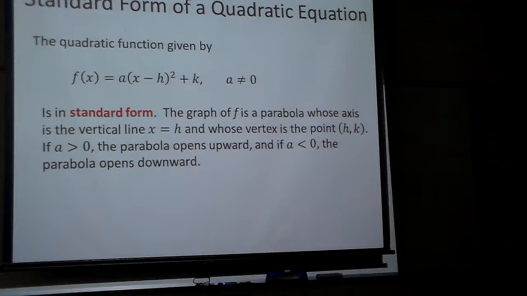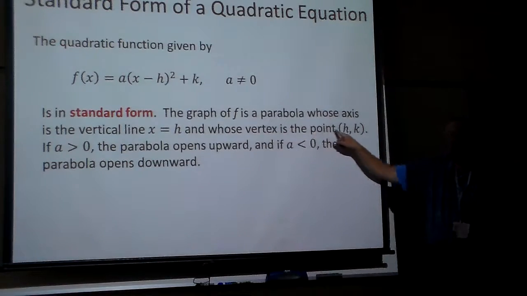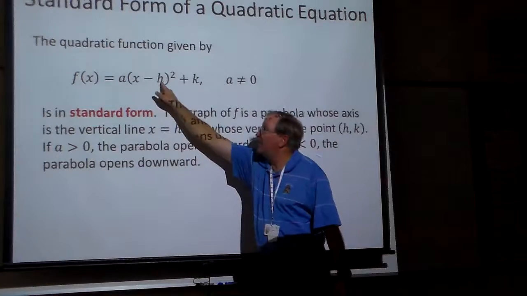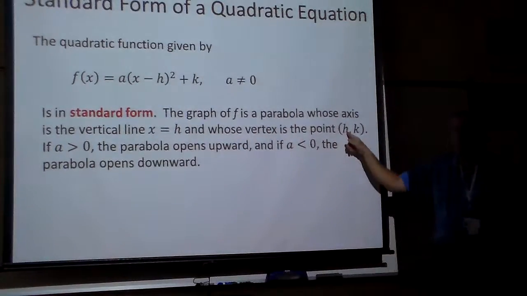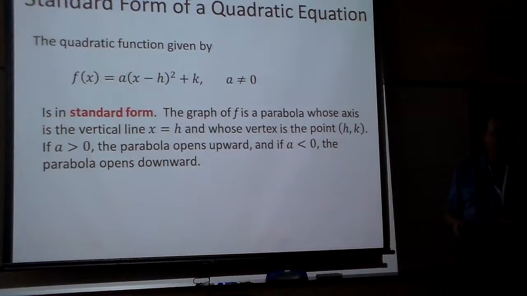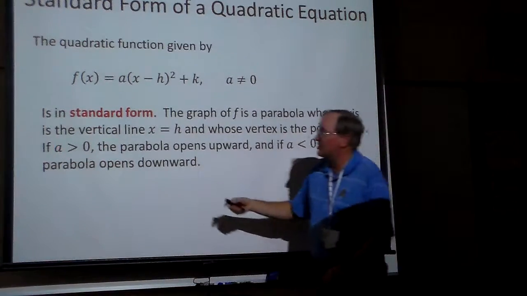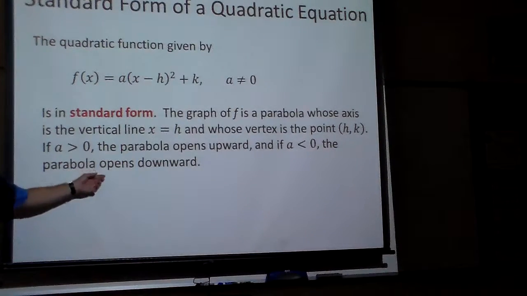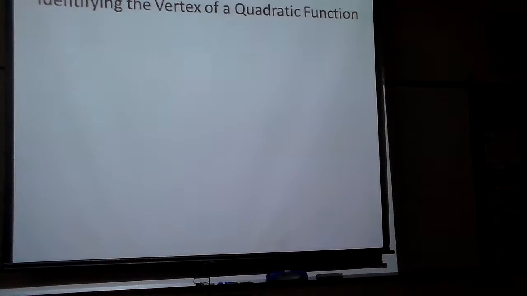So here's the standard point. This is what I just said. The vertex is the point (H, K). But notice, the negative H is the positive H. It's the inside layer. Remember, in parentheses, they are horizontal layers. And what I said earlier: if A is greater than 0, it's going to go up, and if it's less than 0, it's going to go down. That was just the writing of it.